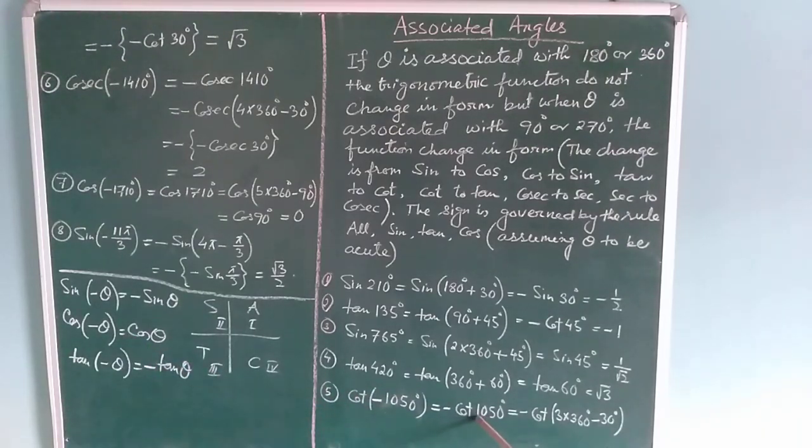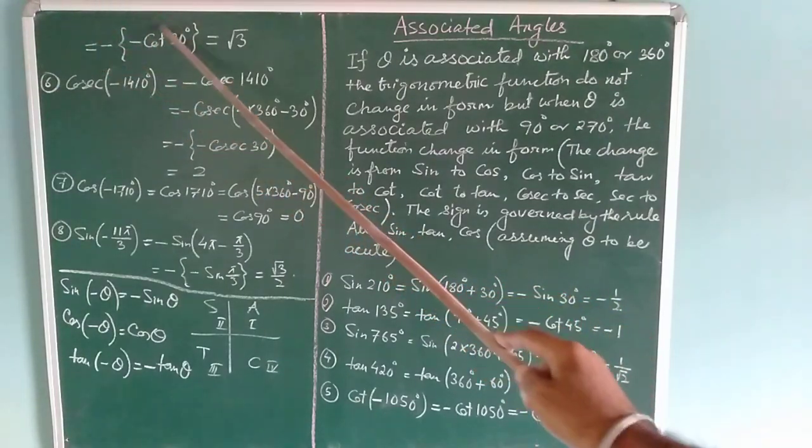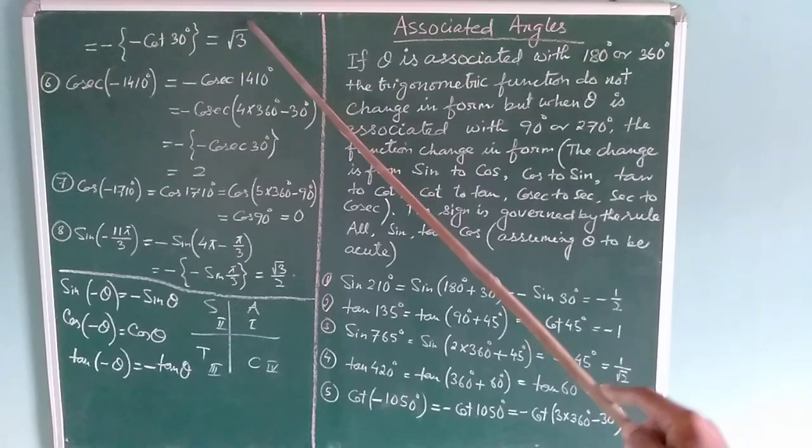Now 1050 means what? 3 into 360 minus 30. So cot of 360 means no change in sign, so cot remains cot. Now 360 minus something means we are in the fourth quadrant. In fourth quadrant tan is negative, cot is negative, so this is negative. That's why it is minus cot 30. This minus times minus gives plus, and cot 30 is root 3.